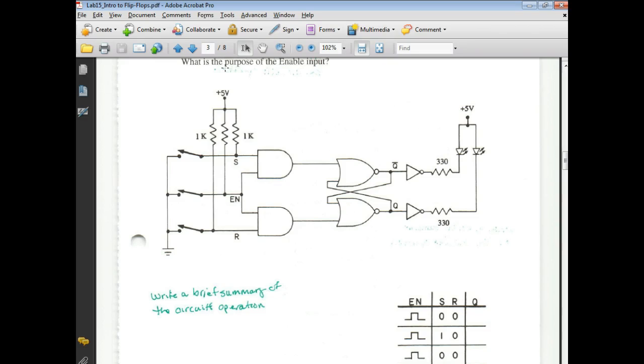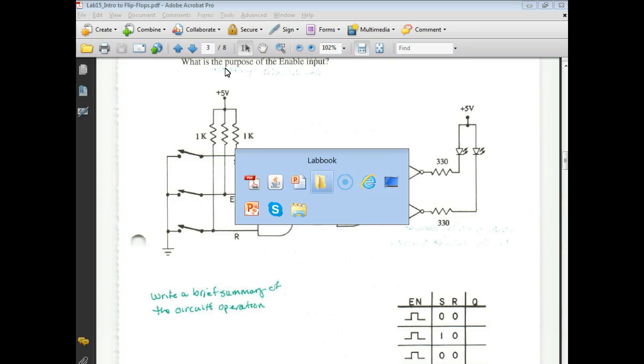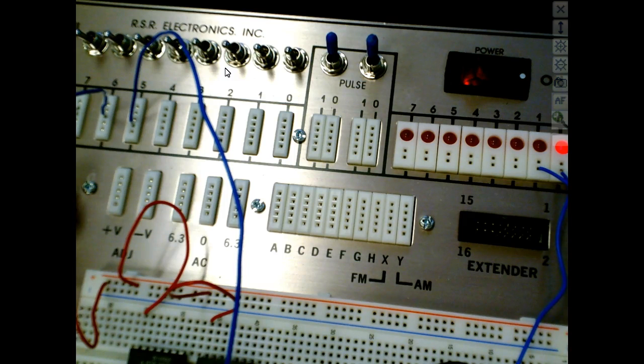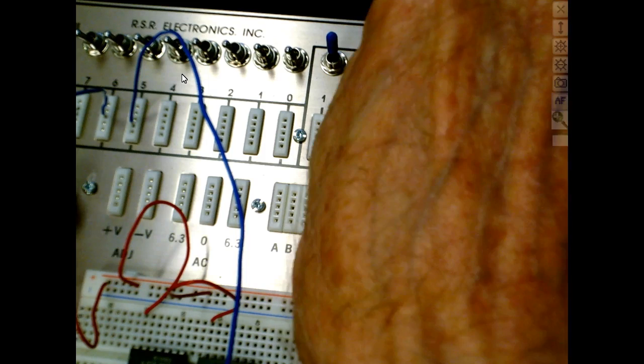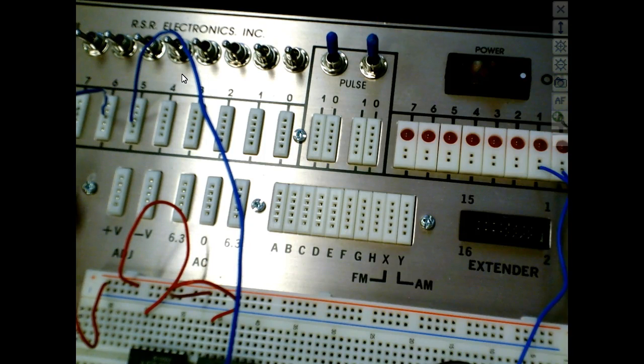Okay, so we got a truth table we got to fill in, right? So the first one would be just a random state, right? You understand that? Let me find my camera. This one comes up reset every time. So I'll turn power off and turn it back on. Oh, it came up set that time because of the NAND gates. The NAND gates are different.